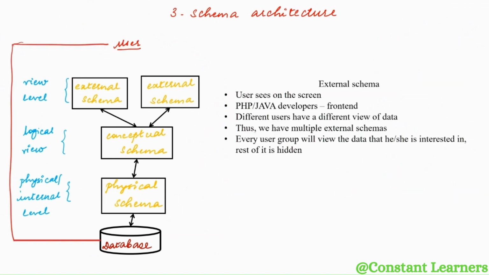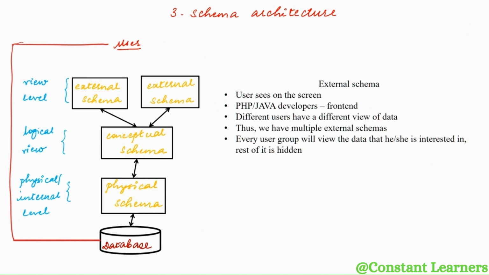So, the first one is external schema. External schema is something that the user sees on the screen. For example, the Instagram app. When we open the Instagram app, we see some data on the screen. We see the posts from other people, we see other people's stories, we can see our own posts, our profile, other people's profile. So there's something that we are seeing on the screen.